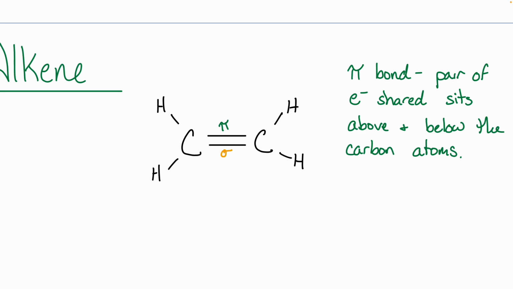All right, so in a double bond, we have one normal old sigma bond, where the pair of electrons is sitting between those carbon atoms. But now we have this second bond, and this second bond is a special bond, what we call a pi bond. And what's so special about this bond is where the electrons live. They're no longer sitting between these two carbon atoms. They're sitting above and below those carbon atoms.